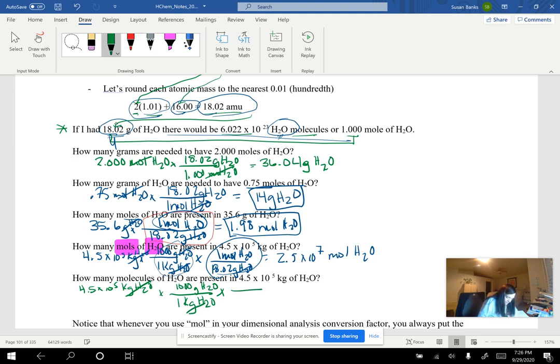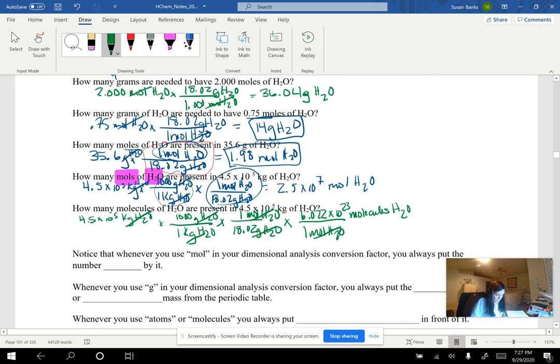Okay, so I want my grams to cancel. So I'm going to put my 18.02 grams of water will give me 1 mole of water. So my grams of water cancel out. I now have moles, but I don't want moles, I want molecules. So in 1 mole of water, I have 6.022 times 10 to the 23 molecules of water. Okay, so my moles of water cancel. I now have molecules for my unit, which is what I want.